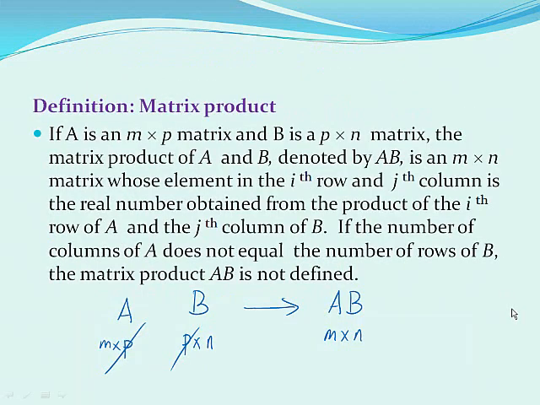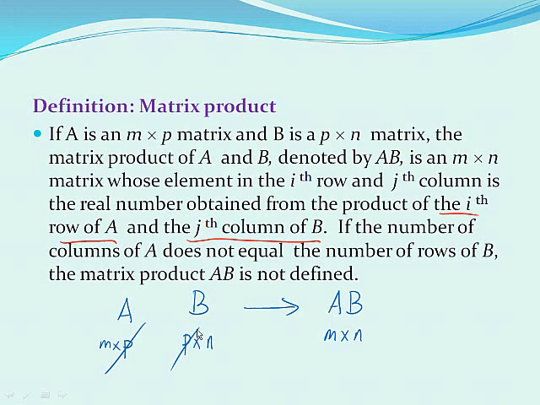If A is an M by P matrix and B is a P by N matrix, the matrix product of A and B, denoted by AB, is an M by N matrix whose element in the ith row and jth column is the real number obtained from the product of the ith row of A and the jth column of B. If the number of columns of A does not equal the number of rows of B, the matrix product AB is not defined.